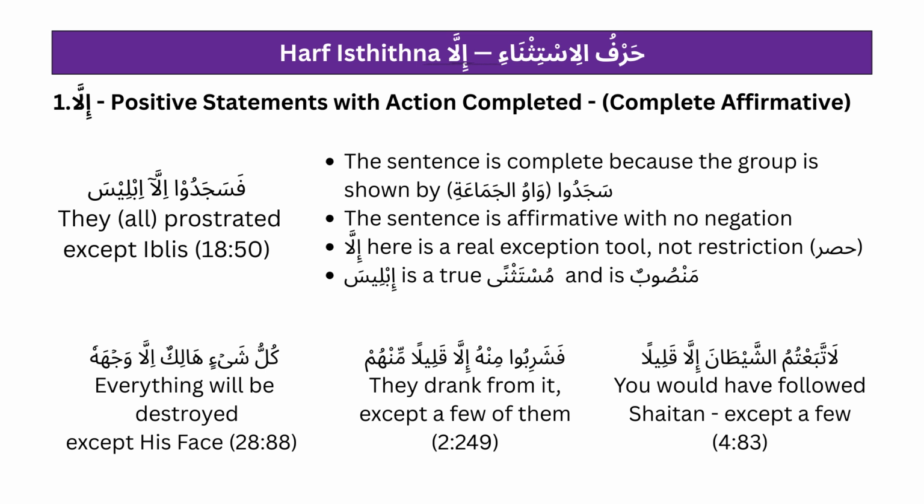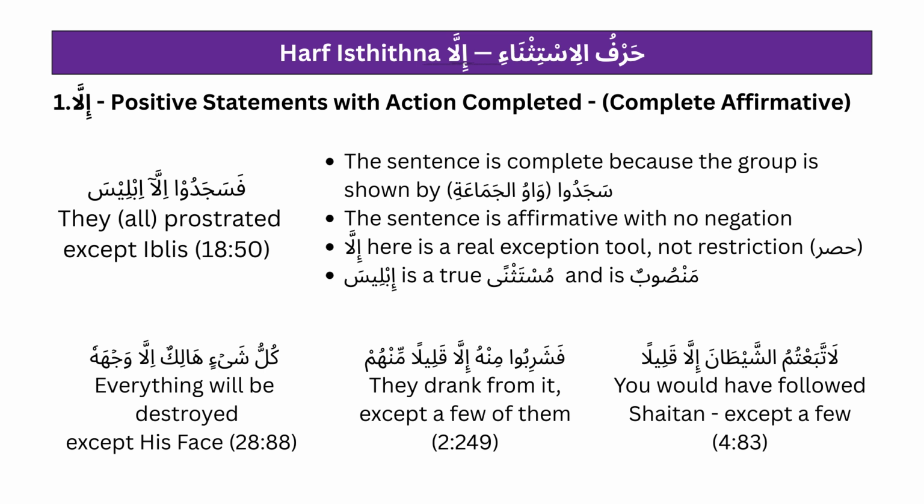2:249. Here, the group is the people who drank, but a few did not drink. The phrase قَلِيلًا مِنْهُمْ is the mustathna, meaning the ones excluded from the action. So again, Illā is removing a member from the group. Now the fourth example, لَاتَّبَعْتُمُ الشَّيْطَانَ إِلَّا قَلِيلًا. You would have followed shaitan, except a few.